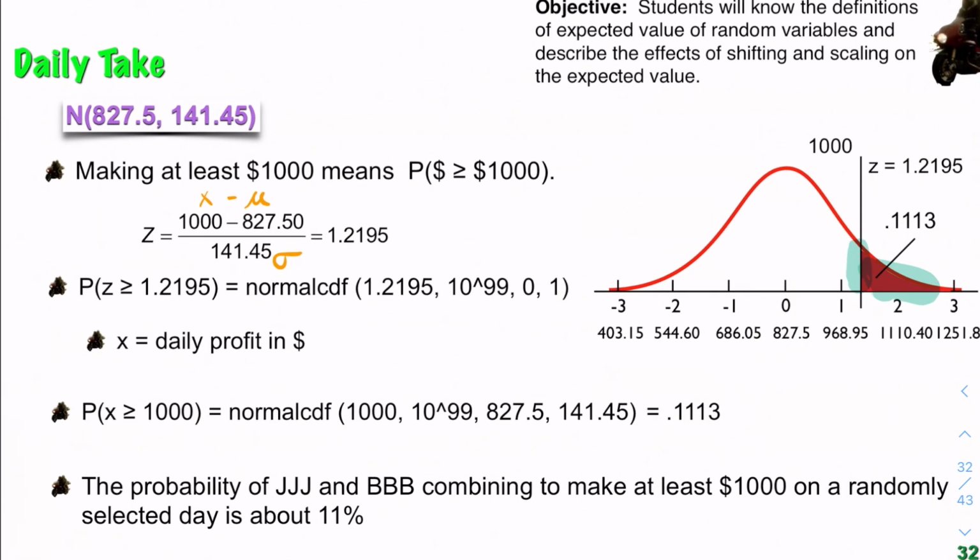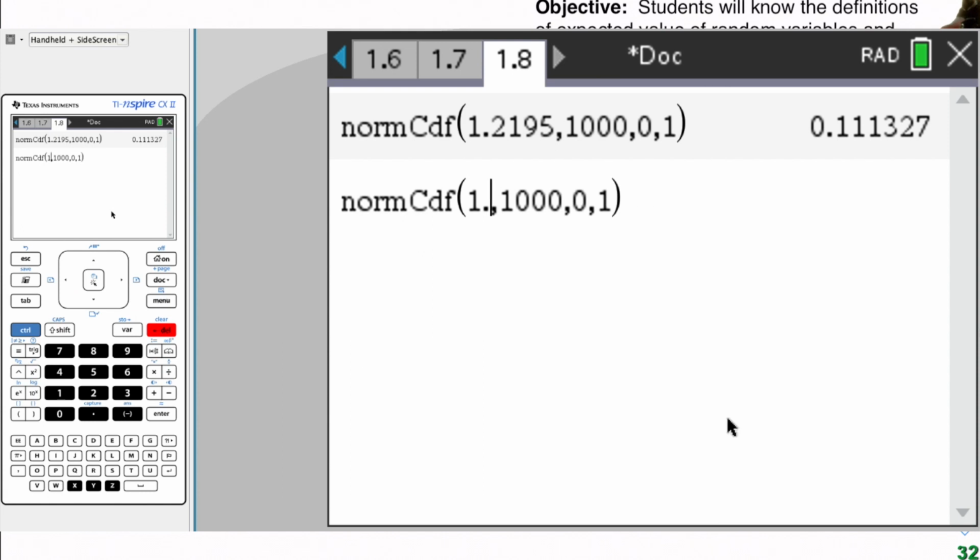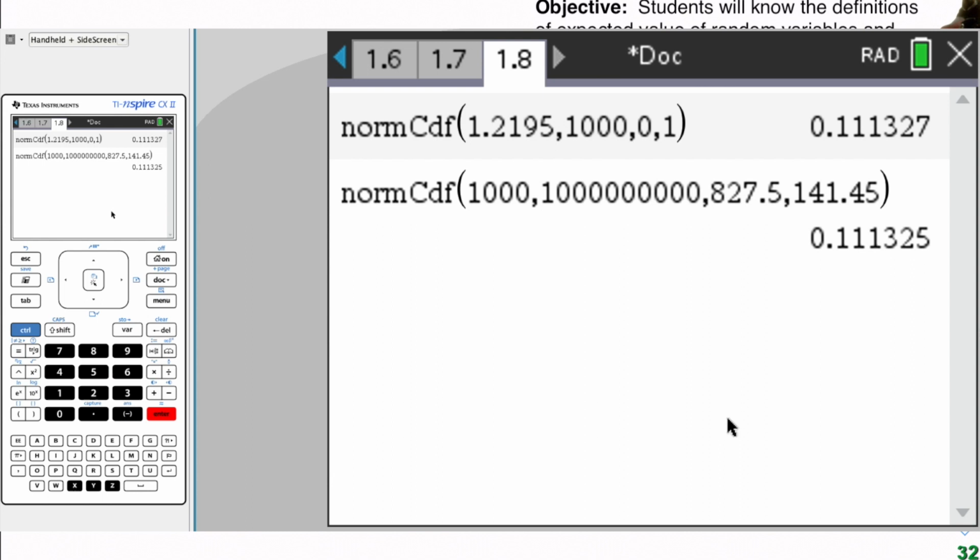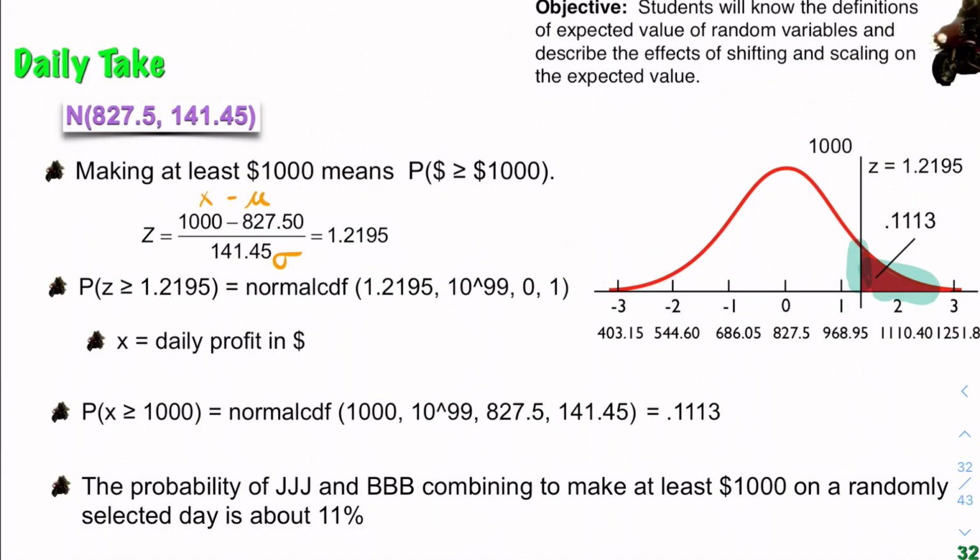Now you might be saying, I don't like doing that. I don't like converting it to z-scores. Well, luckily I can take that exact same value and I want to know what's the probability we make at least $1,000, and let's say the upper bound is something very large, and instead our mean is $827.50 and our standard deviation was $141.45. And notice we get roughly the equivalent value, 11.13%. So whether you want to standardize this or you want to utilize your expected value and your standard deviation, we are still doing the same things we were doing in chapter 6 when we learned about the normal distribution.